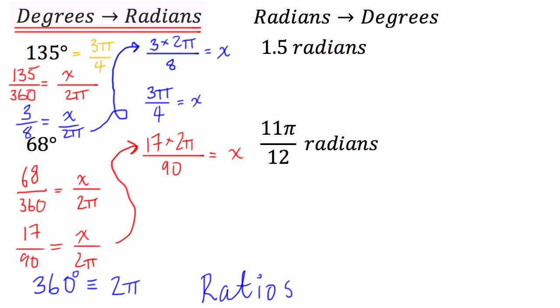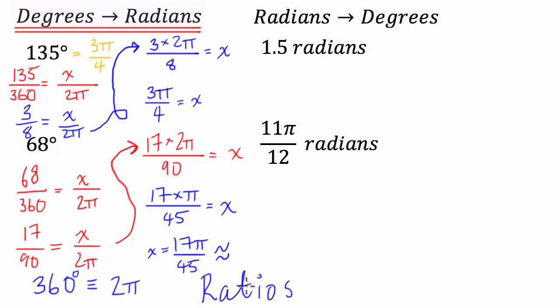cool. Now it's just a case of simplification. This 2 pi over 90 we can convert to 1 pi over 45. So we have 17 pi over 45 that equals x. So we could actually leave it as that, to be perfectly honest. We could say that x is equal to 17 pi on 45 radians, if you wanted to leave it as an exact answer.